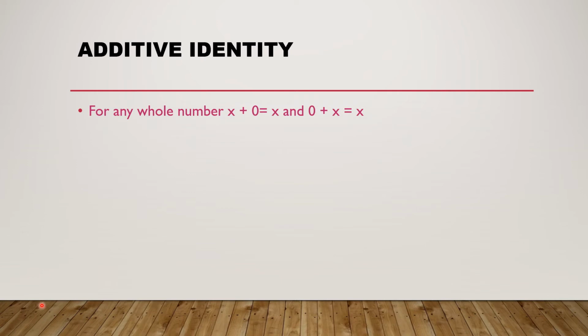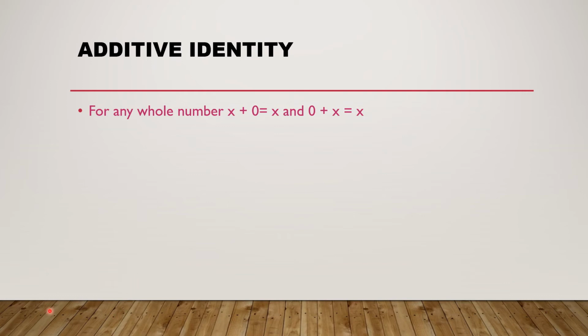Additive identity. What is identity? Identity is something which defines ourself. Like you wear identity cards so that we'll understand your identity. So numbers also have different identities. Let us see. For any whole number, x plus 0 is equal to x and 0 plus x is equal to x. So we understand that if any number is added with 0, the resultant is the number itself.